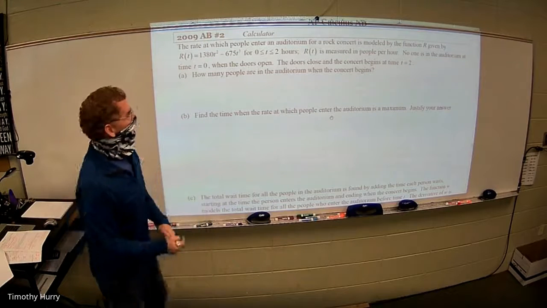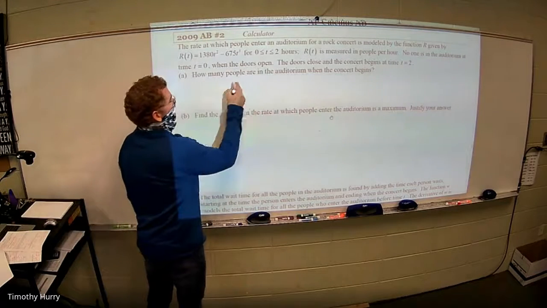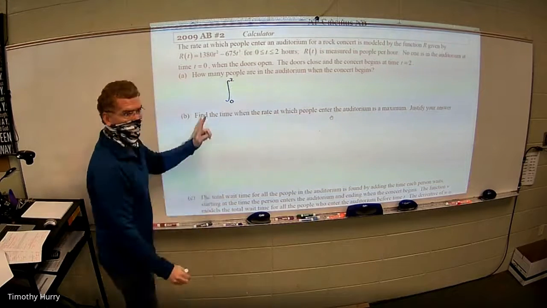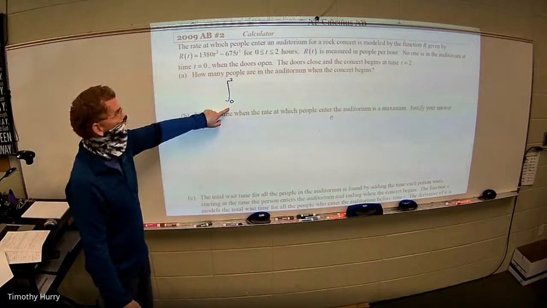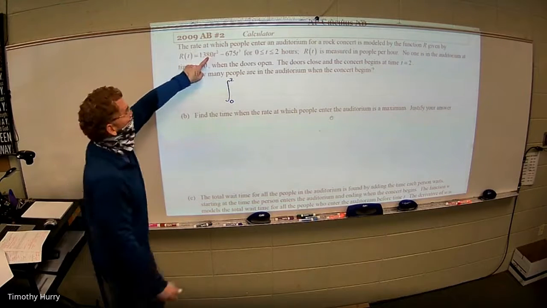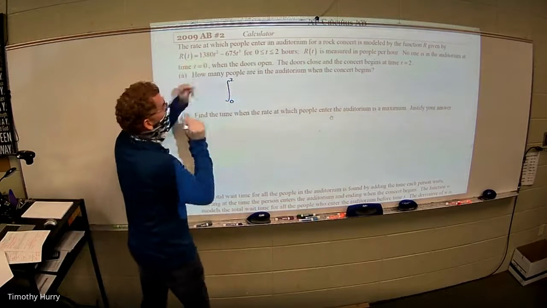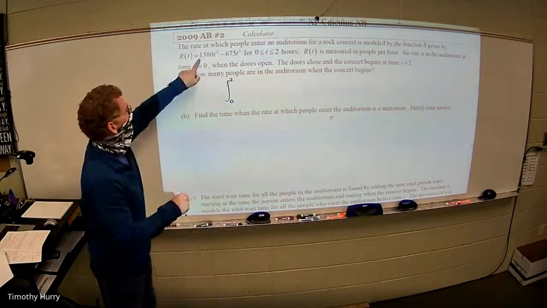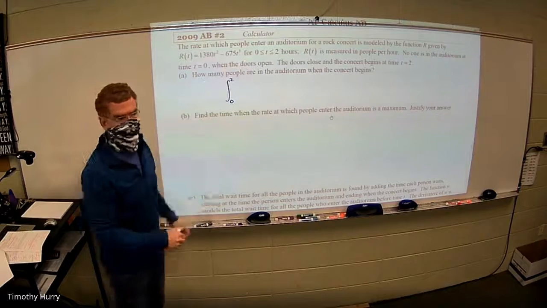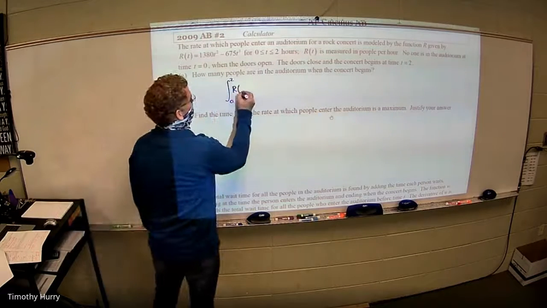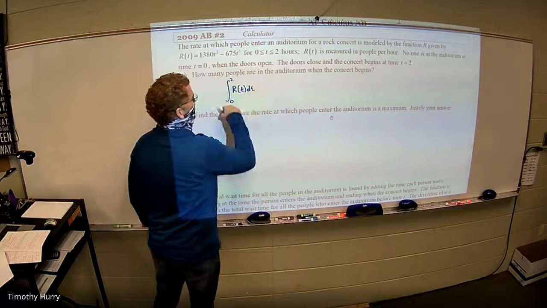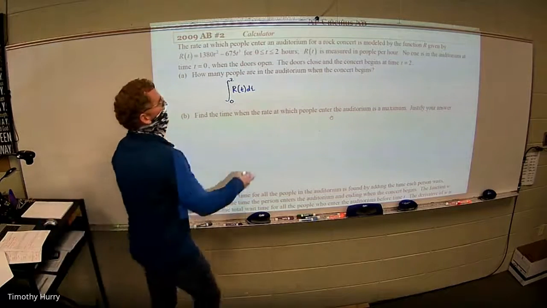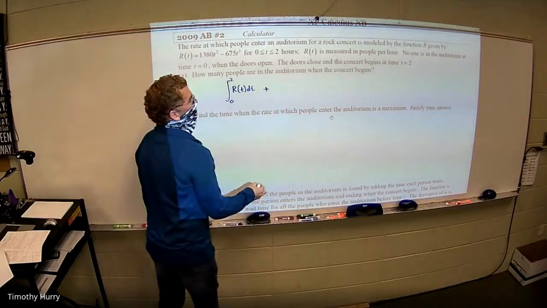But remember, right here, how many people? The number of people is the change in the amount, which is what do you do for that? You integrate that rate. And by the way, if it's a calculator question like this one is, you're going to type in your calculator that, but you don't have to write that. You could just write this. That is the change in the amount, right? And then the initial amount, which is 0.